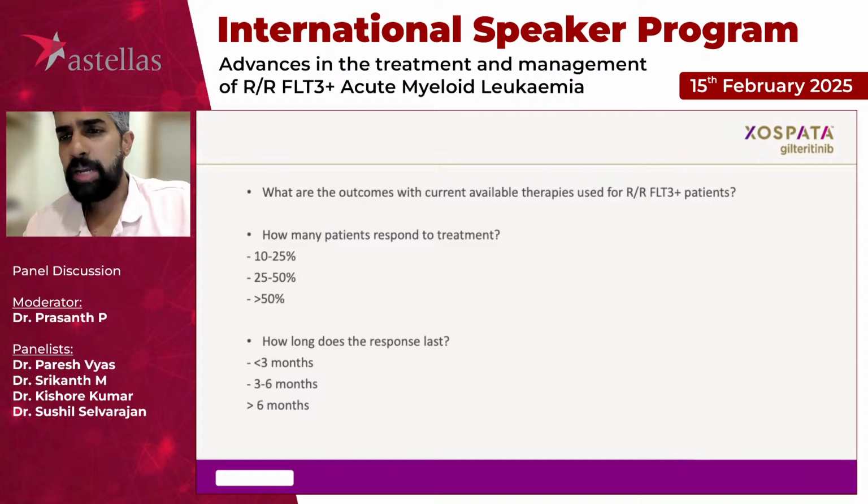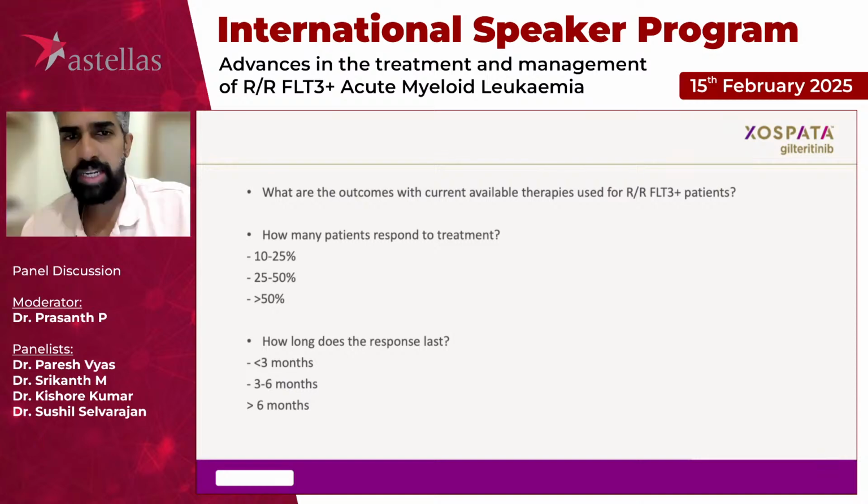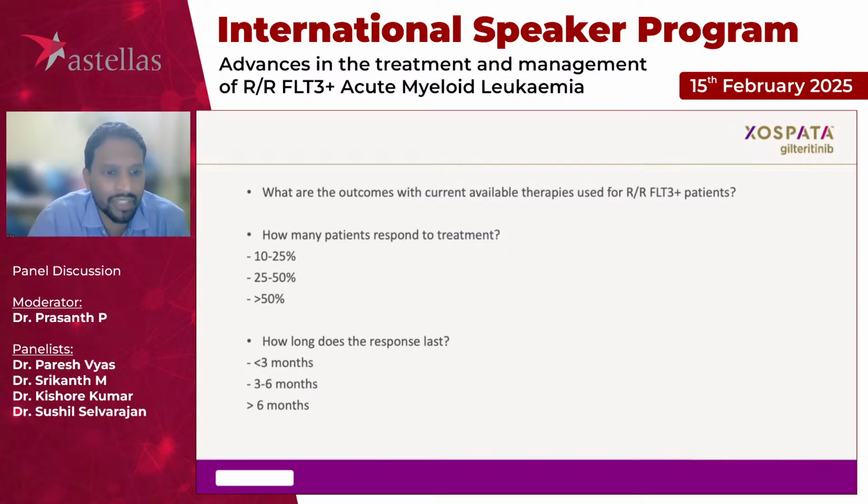With available therapy, Dr. Sushil, in your experience in our Indian population, how many patients do respond to this treatment? In a relapsed refractory FLT3 positive, if you give gilteritinib single agent, or you give azaven, what is the response rate you have seen? No, so we've not given it for that many, less than 5.